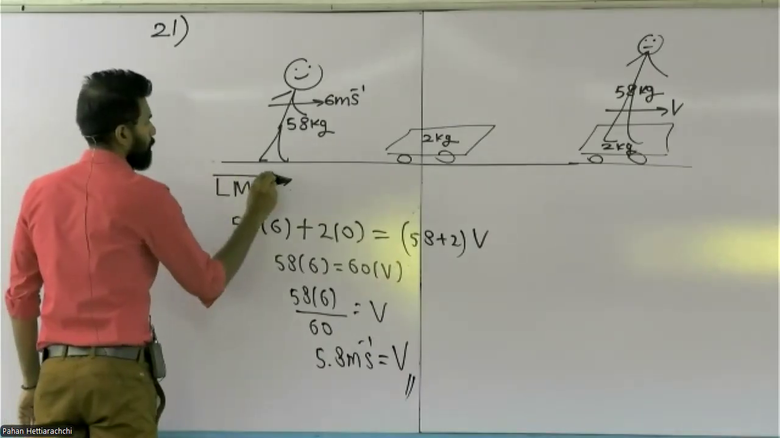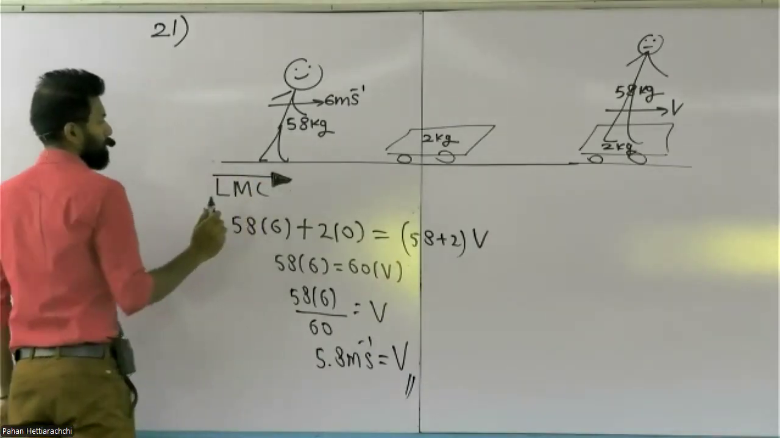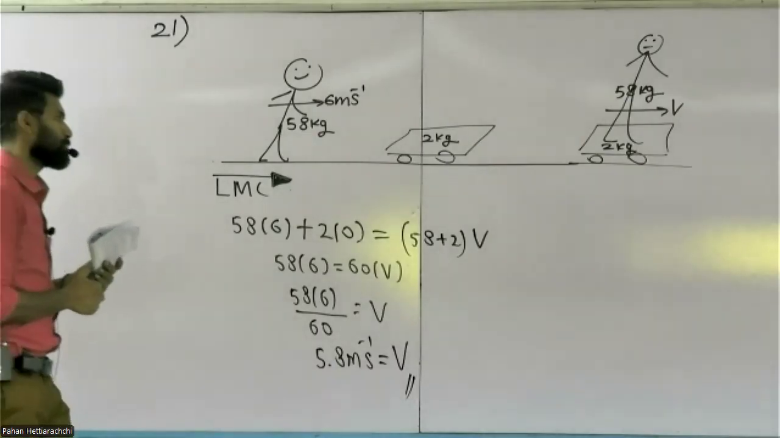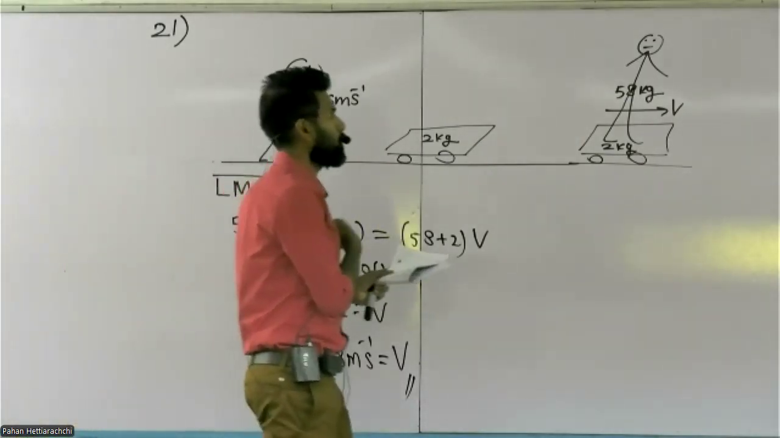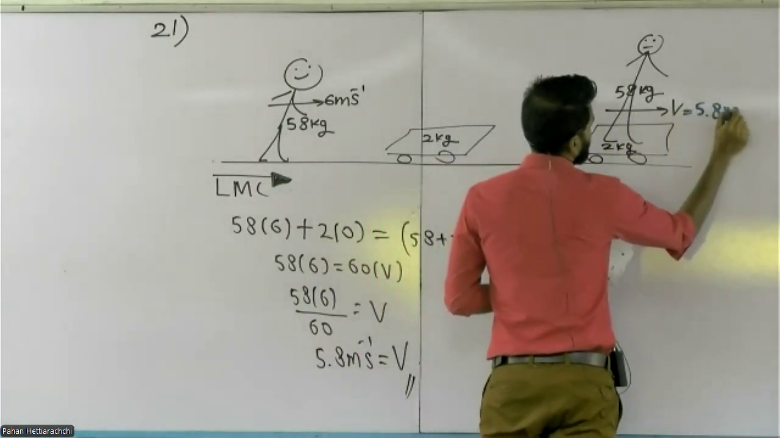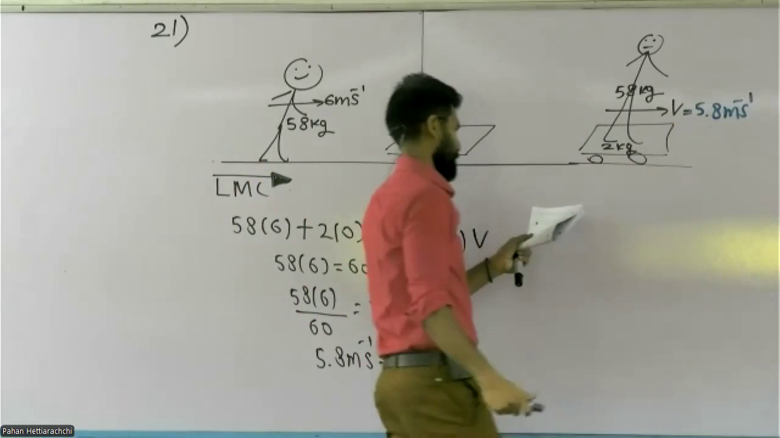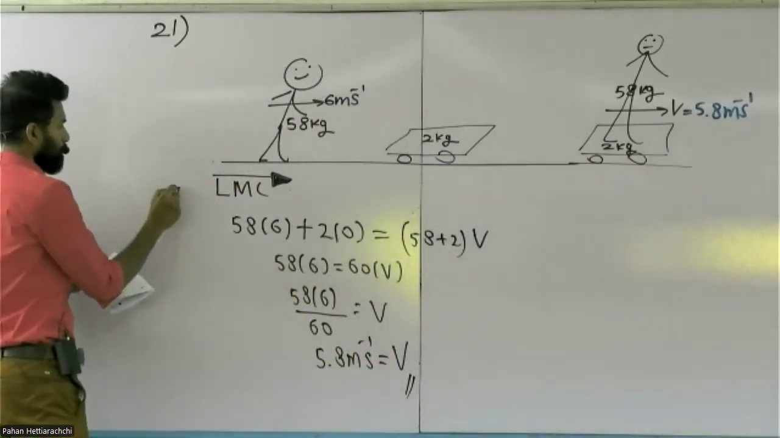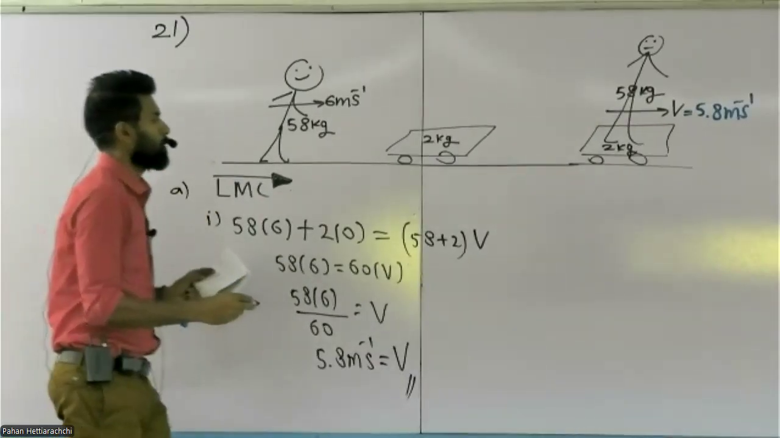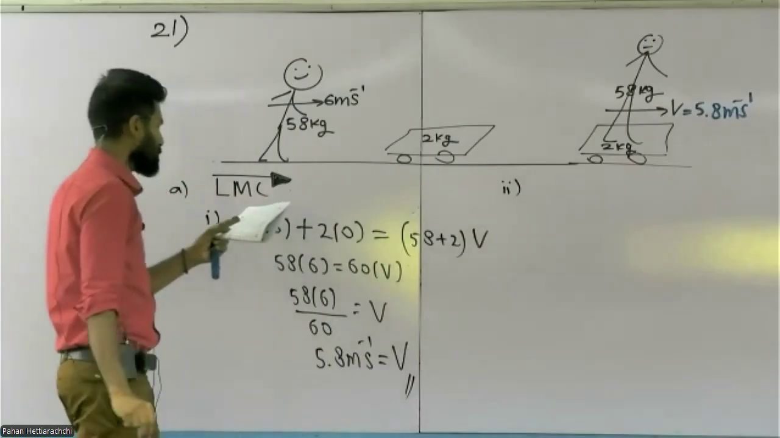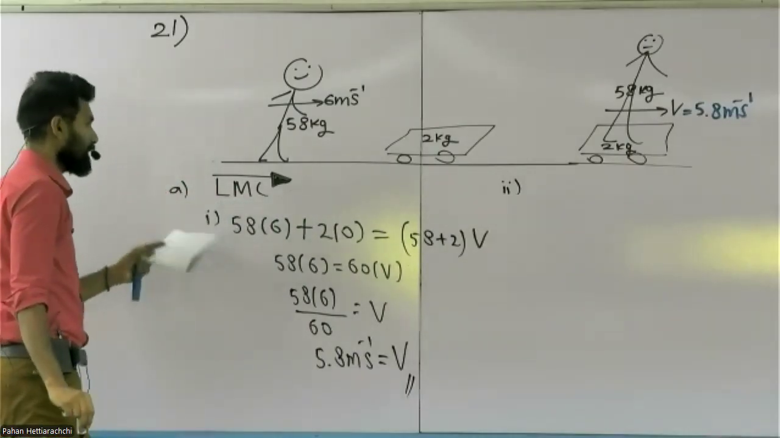Velocity is equal to 5.8 meters per second. So after he jumps to the trolley, both of them will start to move forward with the 5.8 meters per second velocity. That's the first thing. Then what will happen? It's Roman number 2 in part A. What they ask: find the velocity of the system after the collision of the second athlete.